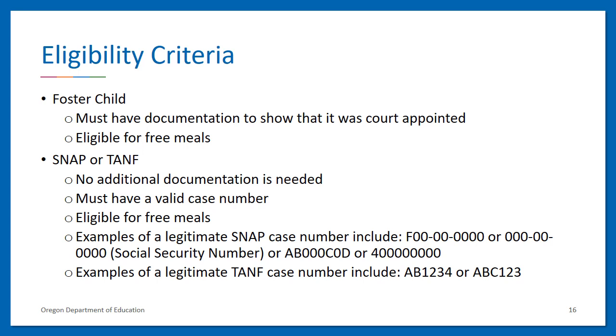Examples of a legitimate SNAP number include the letter F followed by 8 digits, a Social Security number, which is 9 digits, 2 letters followed by 3 digits, a letter, a digit, and a letter, or the number 4 followed by 8 digits. Examples of a legitimate TANF case number include 2 letters and 4 digits, or 3 letters and 3 digits.